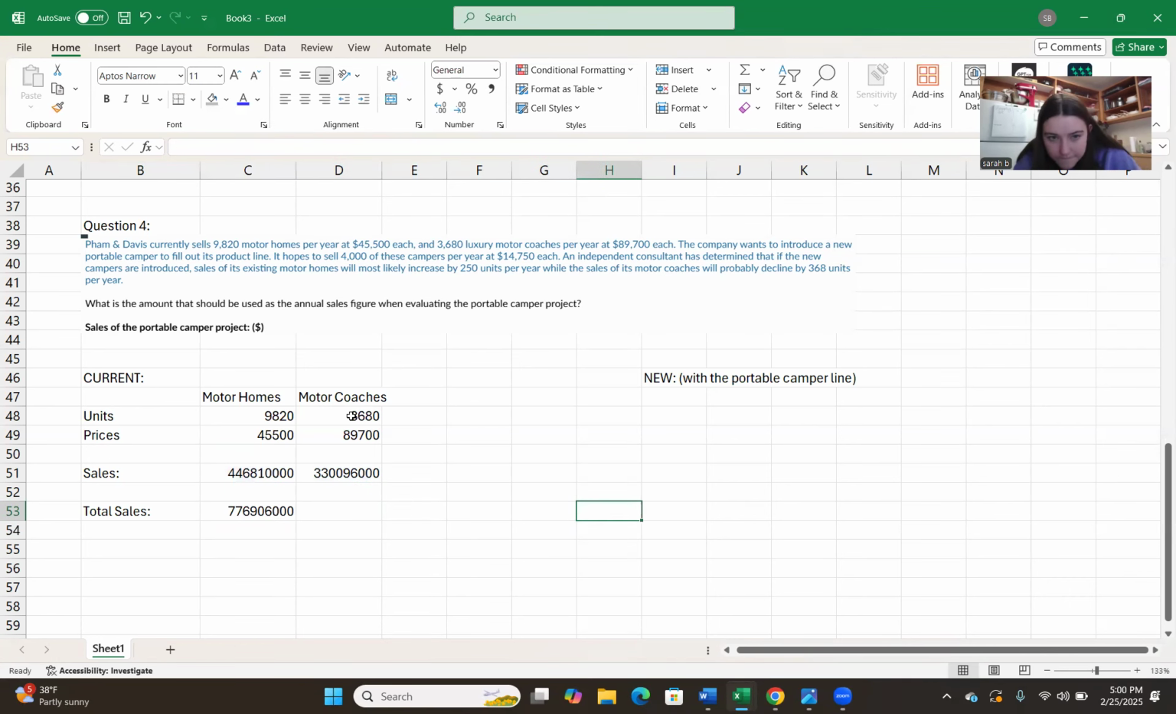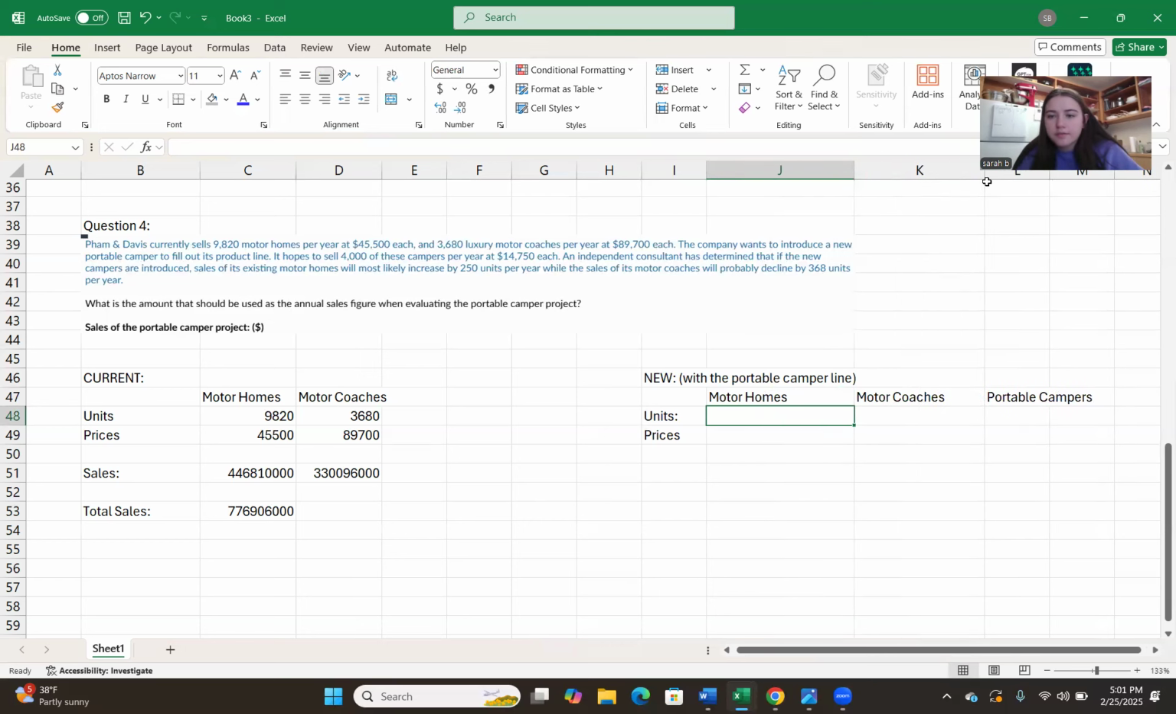Okay. New, I've got units, prices, and this time I've got 3. So let's see. I've got motor homes, motor coaches, and what's the other thing? Oh, portable campers. Okay, make this big enough.